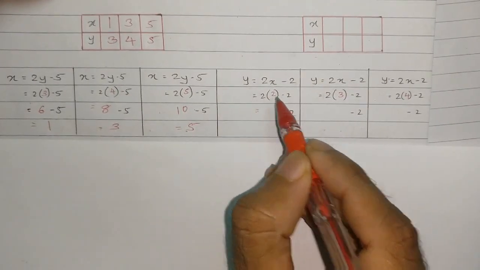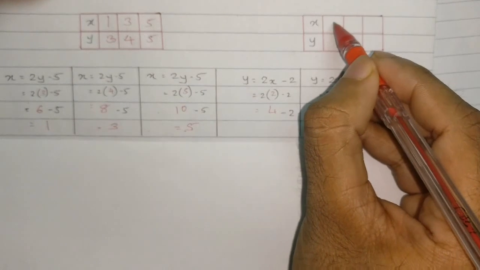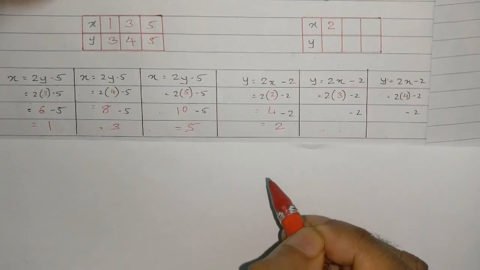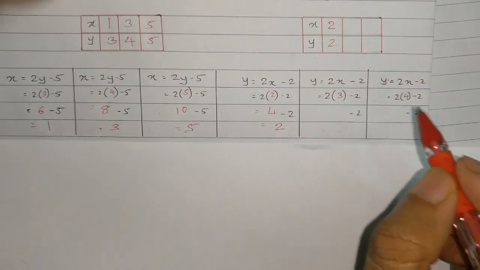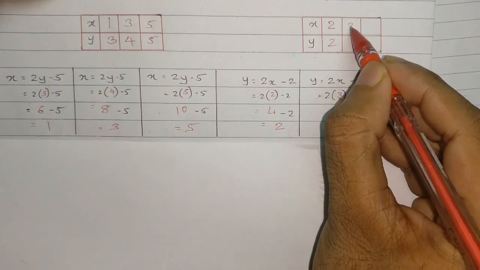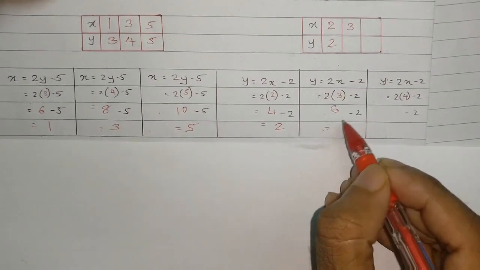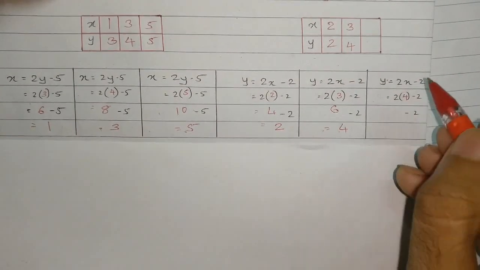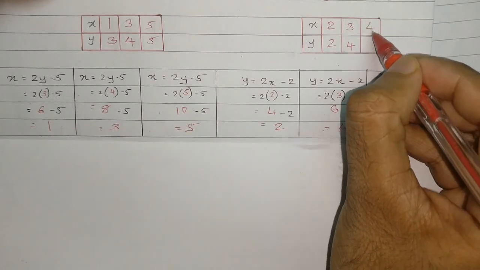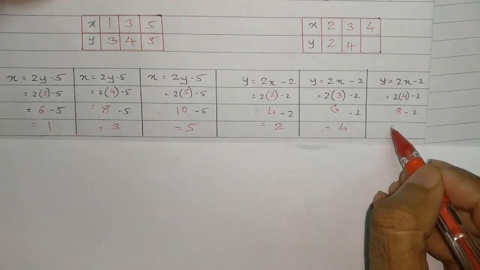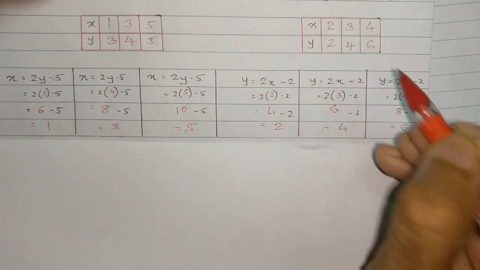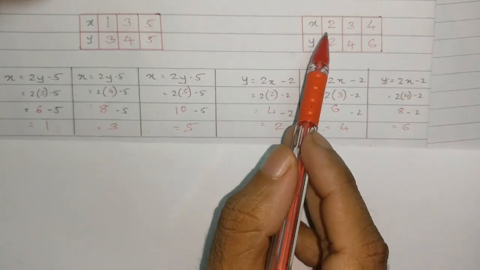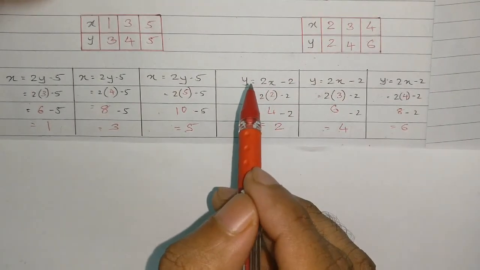And let us quickly do this. 2 is 4. So x value is 2. My y value becomes 2. So I will write it. When I take my x value as 3, my y value becomes 4. When I take my x value as 4, my y value will become 6. So write that down. Again, no marks for this calculation. Marks are there for this table and the lines that you will draw.